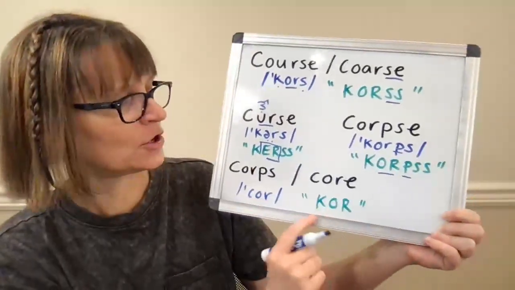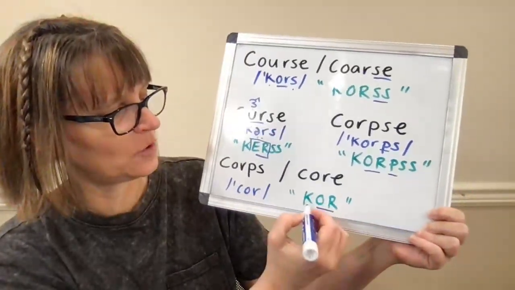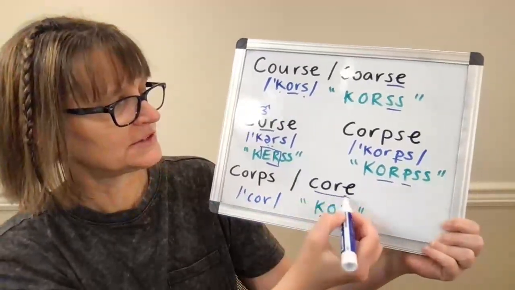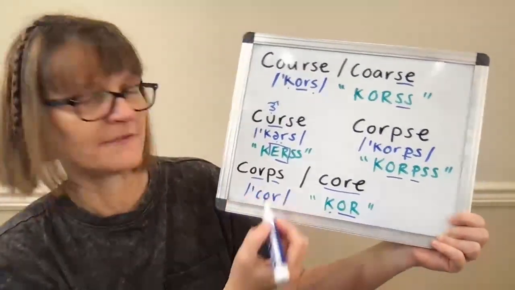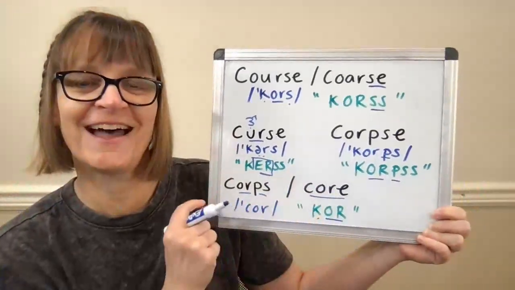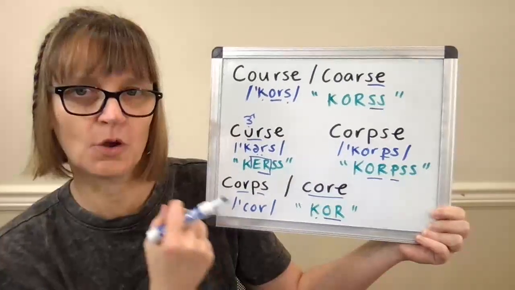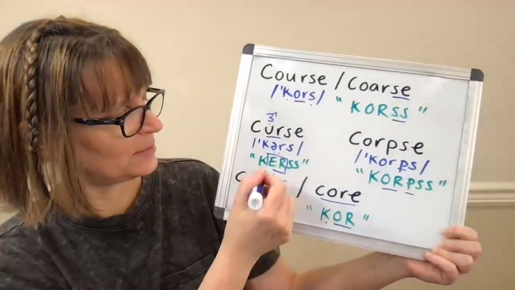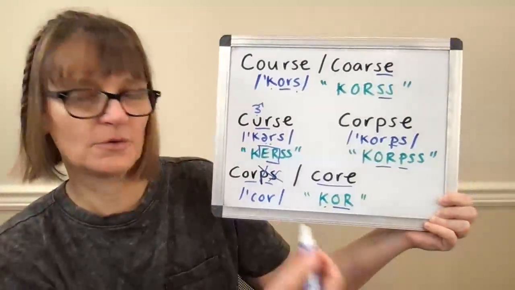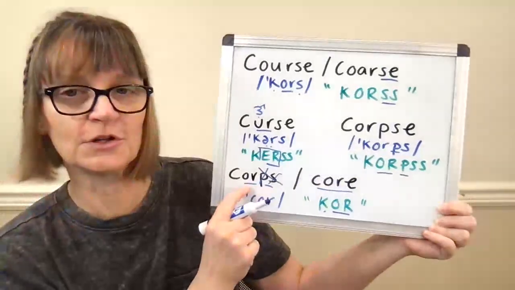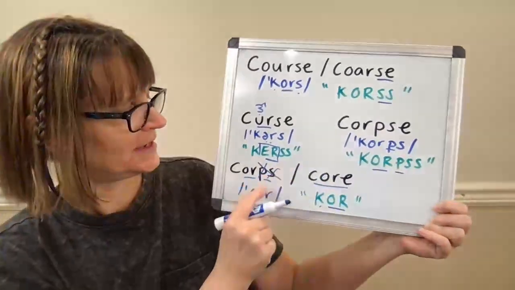When we look at core, we just have the or and the k sound. Interestingly, this core and this core have the same pronunciation. So this is the core, like the center of something, and this is core like the Marine Corps. And so this P and this S are both silent. So that is the confusion here, I think, is that this one looks like it should be corpse, but it's just core.